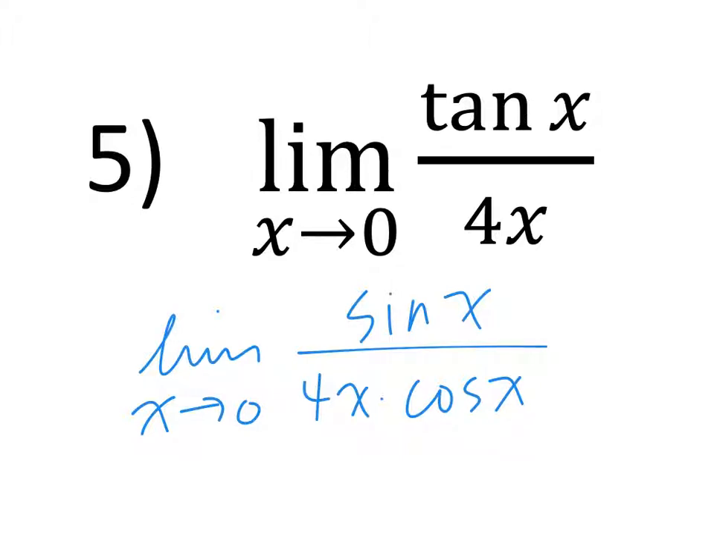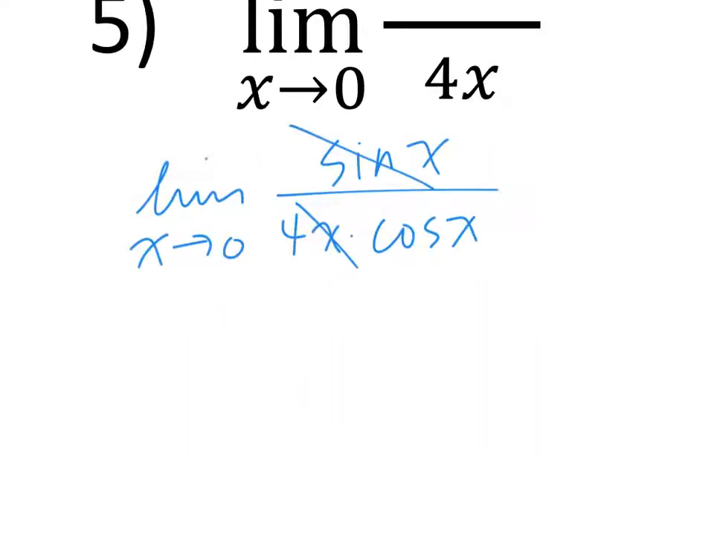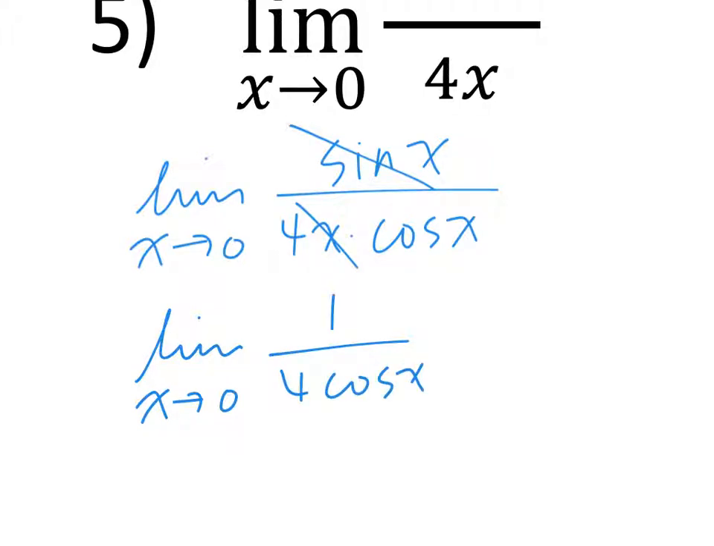Okay, first of all, remember what cancels is sine, right? So is there something that can cancel with sine already? Yeah. X. So that's already gone, right? That part always becomes 1. So we are left with the limit as x goes to 0 of 1 over 4 cosine x. Now what?